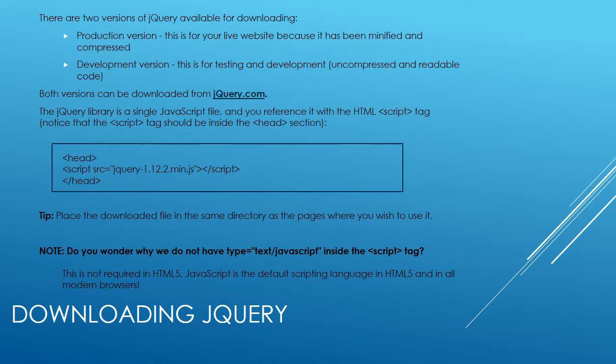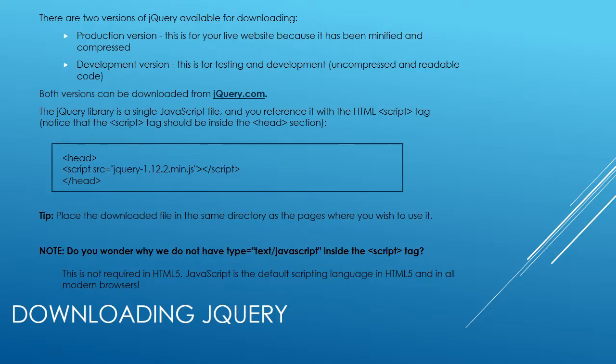There are two versions of jQuery available for downloading. Production version: this is for your live website because it has been minified and compressed. Development version: this is for testing and development, uncompressed and readable code. Both versions can be downloaded from jquery.com.